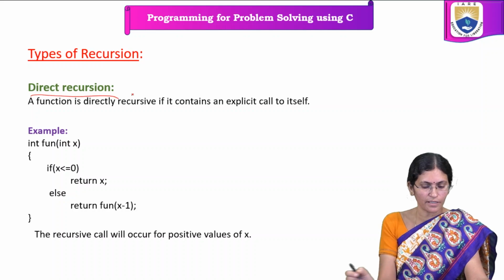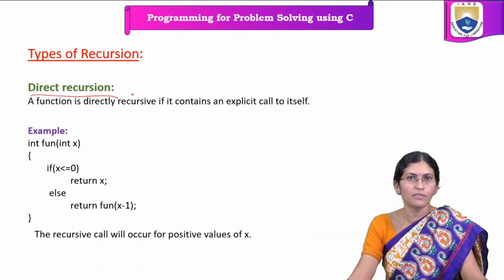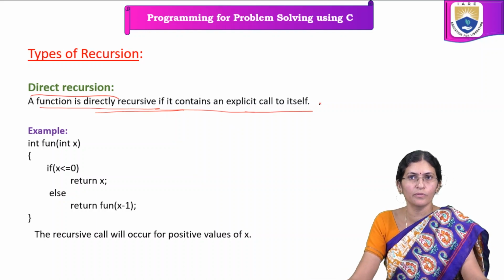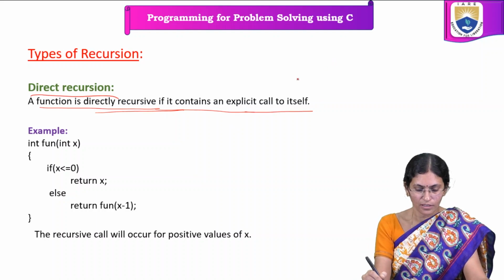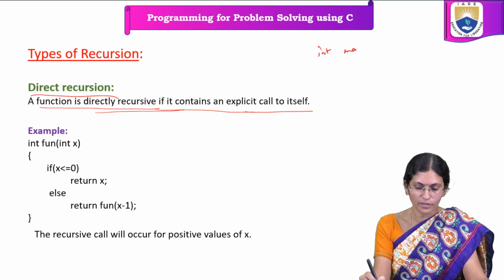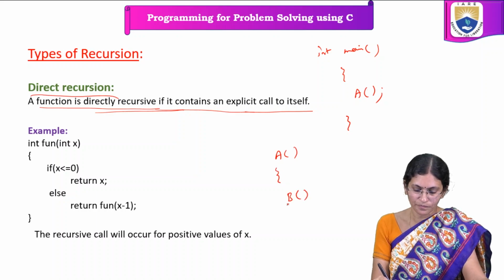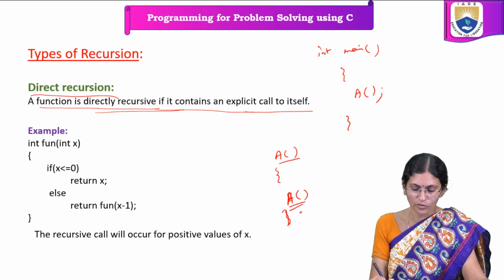So first one is direct recursion. Direct recursion is a function which calls itself directly. The function is directly recursive if it contains an explicit call to itself. For example, suppose in the main function we are calling the function A. We have defined the function somewhere, and there we are calling the function A again. So this function is calling itself.